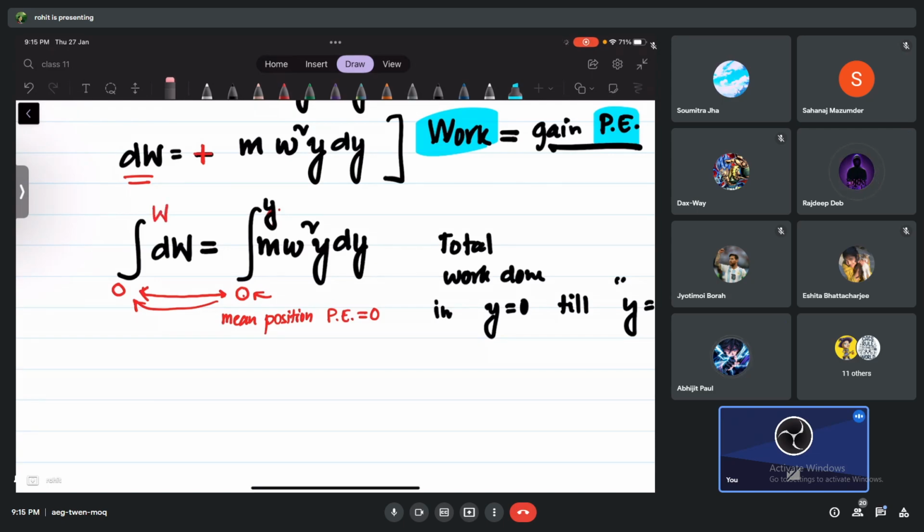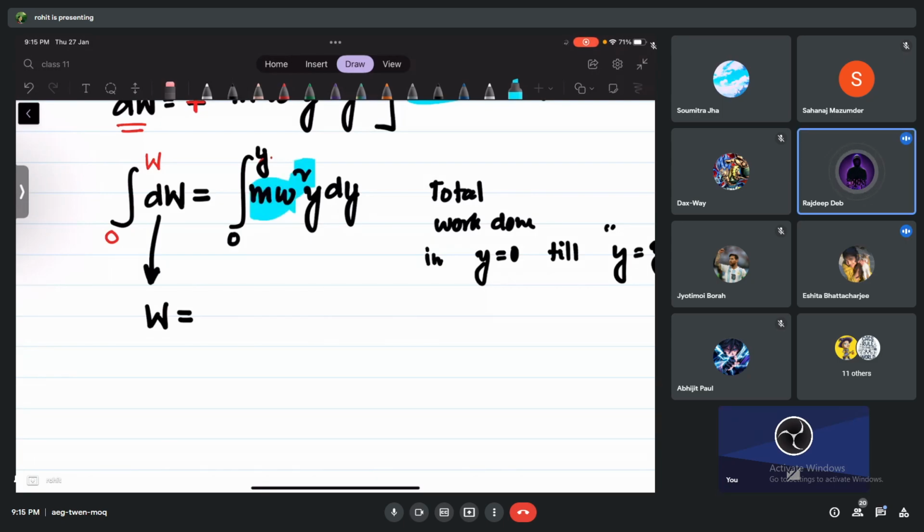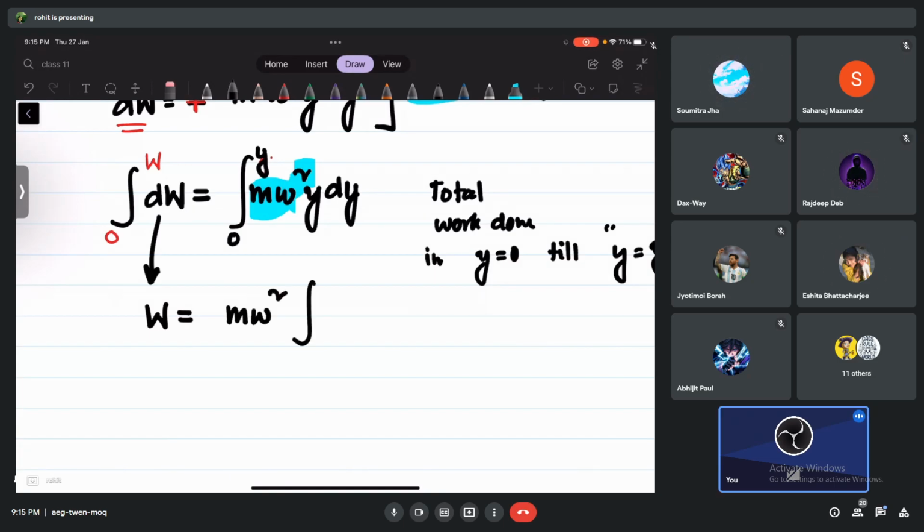W. Okay, I'm going to just integrate now. I'm done talking about all these things. From 0 to W. So let's integrate. What is the integration of this? Just write W. Here, can you identify who are constants? Mass m, omega, omega square. So I'm going to write m omega square, integration of y dy from 0 to y.